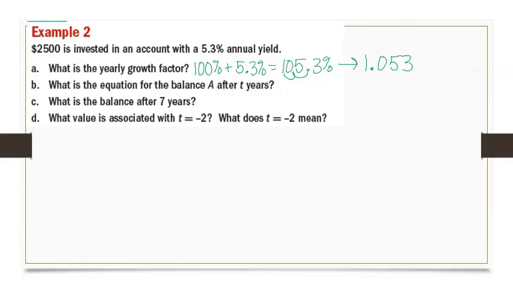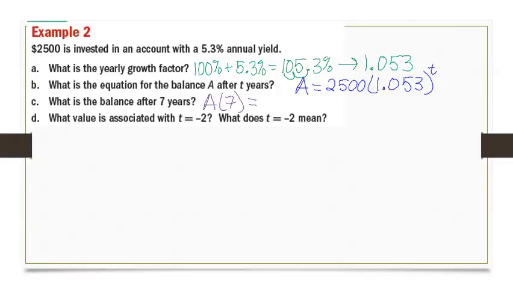So that just means write a function. So our initial value is how much we initially invest in the account. So our initial is going to be 2,500. We just found our growth factor to be 1.053. And our variable is t, so that goes in the exponent. So then to find our balance after 7 years, all you do is plug 7 in for t. So we're going to do A of 7.